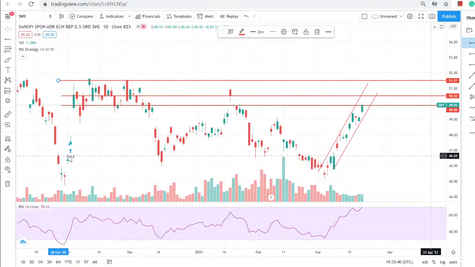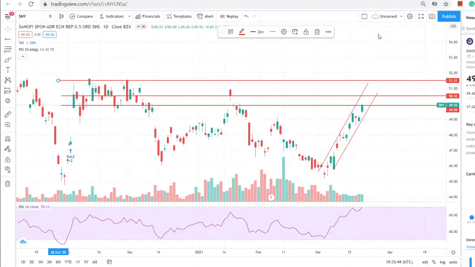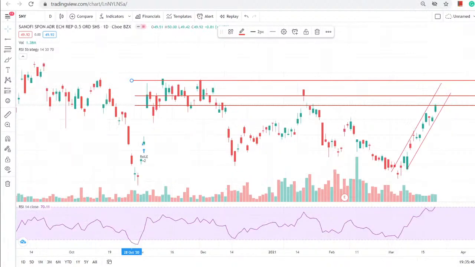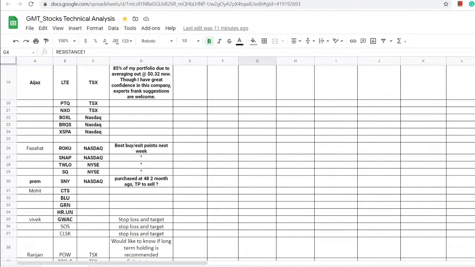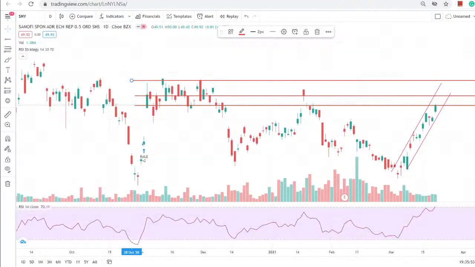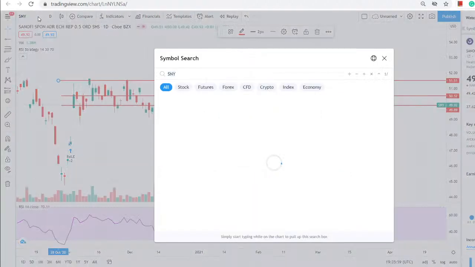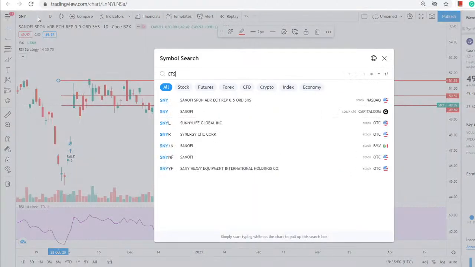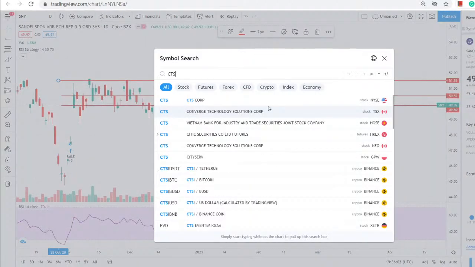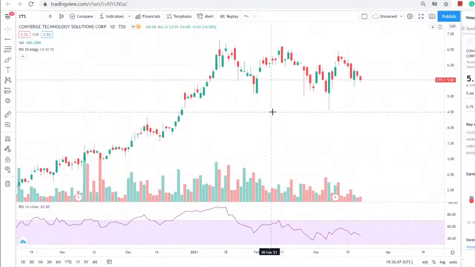Okay, yeah, go ahead, Kamal. Yeah, thanks, Tahir. So we will go to the next stock. Next, we'll take CTS from Mohit. CTS from TSX.